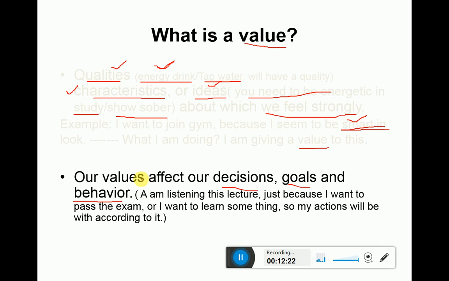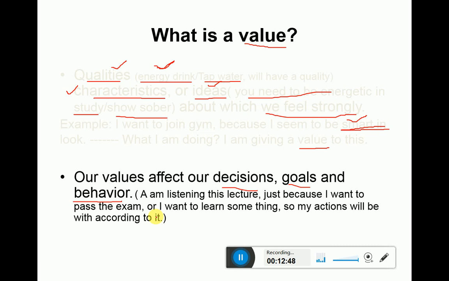A value is a belief or feeling that someone or something is worthwhile. Simply stated, value is your belief, your feelings. It basically makes clear the worthwhileness of something. Worthwhileness simply means the importance of something. Value tells us what is more important for us. Now let me give you an example.